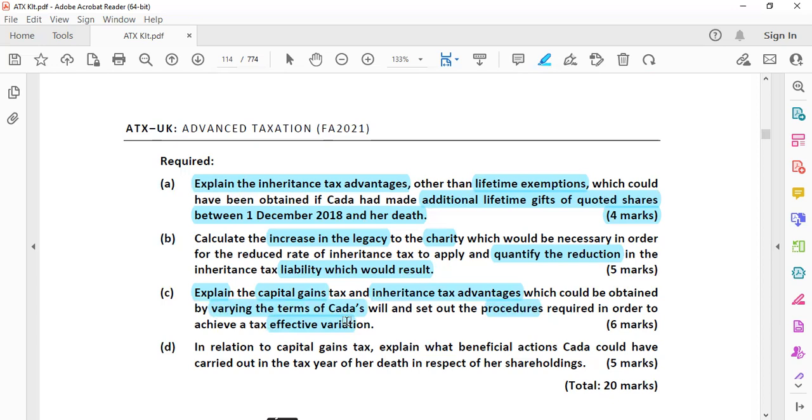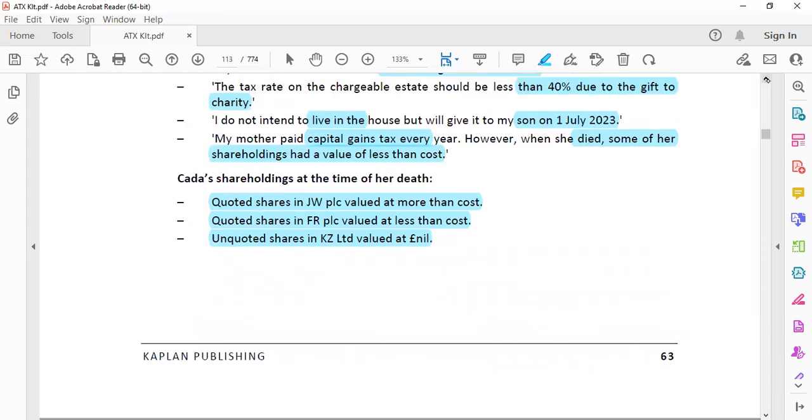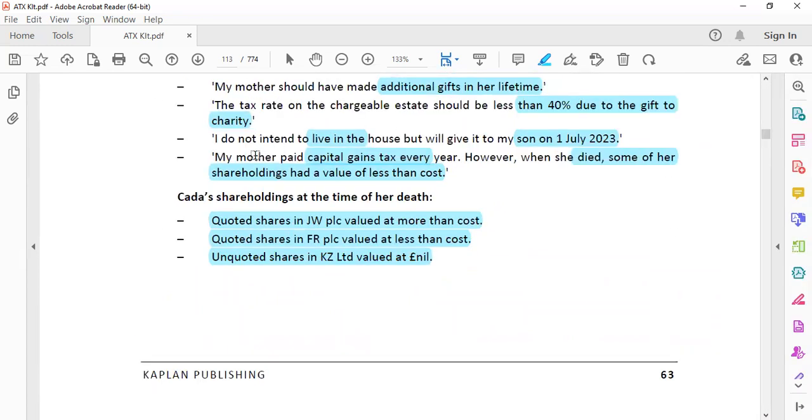Now, as far as the IHT is concerned, if there is no variation, let me check the question. Here, it has been mentioned that I don't intend to live in the house, but will give it to my son on 1st July 2023. So if there is no variation in the will, he will give this house to his son, and that would attract some tax in terms of PET if Kramer dies within 7 years of making the gift.